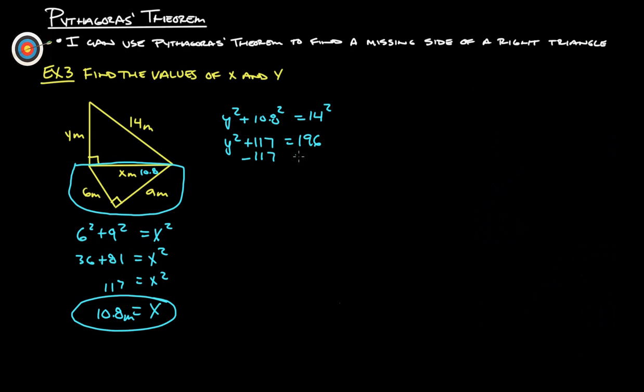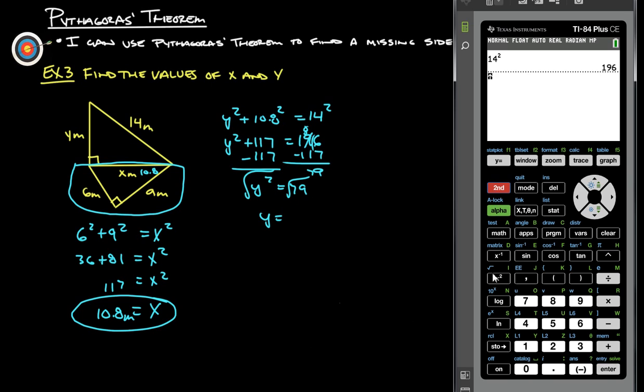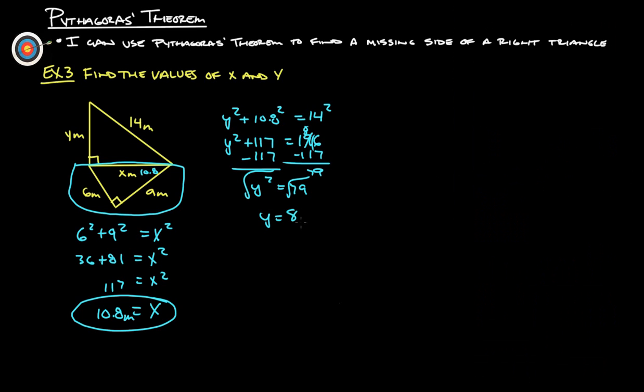Right, so we get y by itself. We subtract 117 from both sides. And we get y squared equals 79. Right, so we have to square root both sides, and we get that y equals the square root of 79. All right, and we get 8.888. So first, second, third significant figure. This 8 tells the 8 to get bigger, so we get y equals 8.89 meters is what y is going to be.